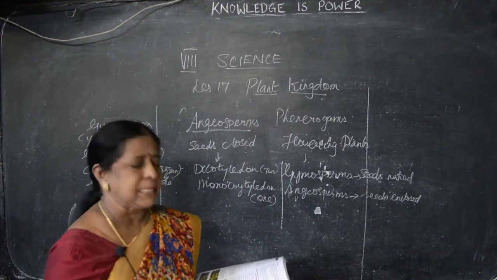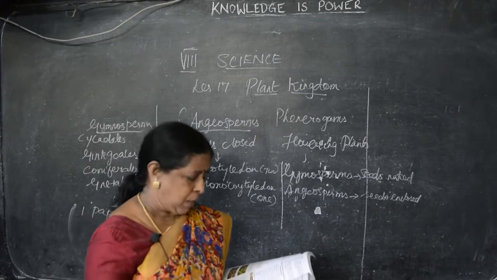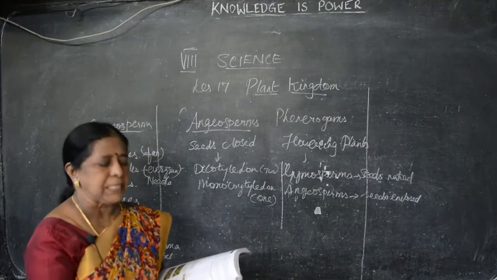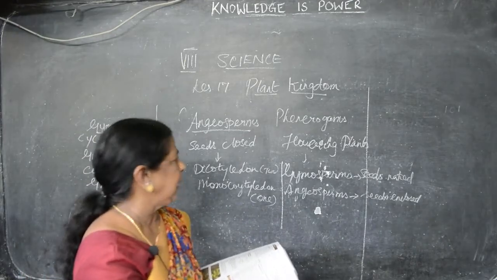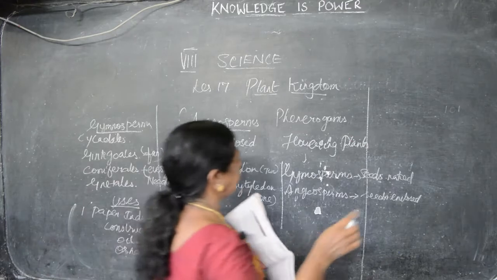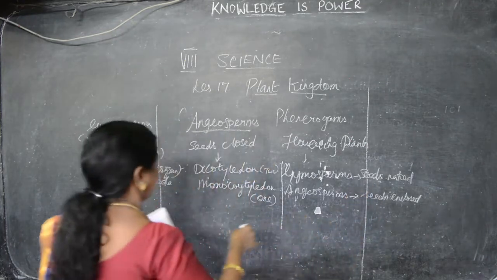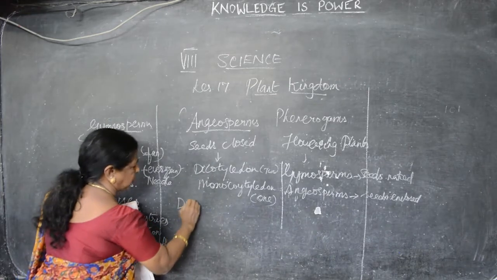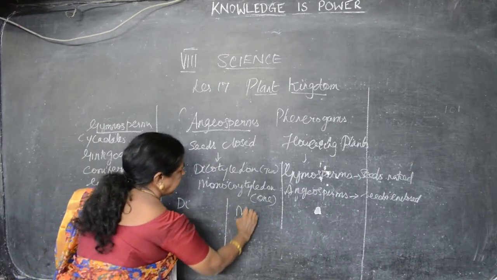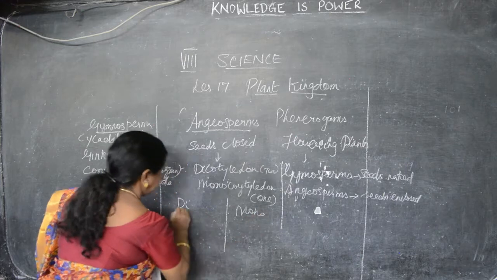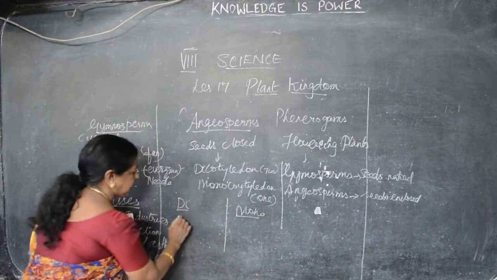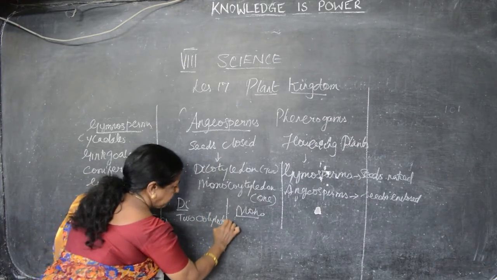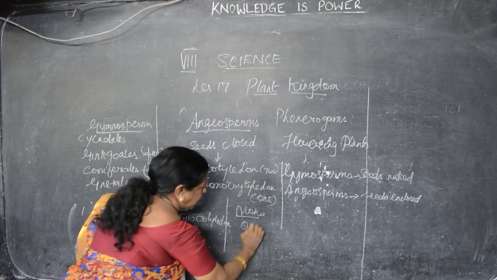Then what are the characteristics of dicotyledon and monocotyledon? How can we differentiate? Dicotyledon has two seed leaves, monocotyledon has one. So let me write here what the things are. Dicotyledon and monocotyledon, I'll write in short here. It's given in the book very clearly. Dicotyledon, di means, as I said, two cotyledons. Here, only one cotyledon.